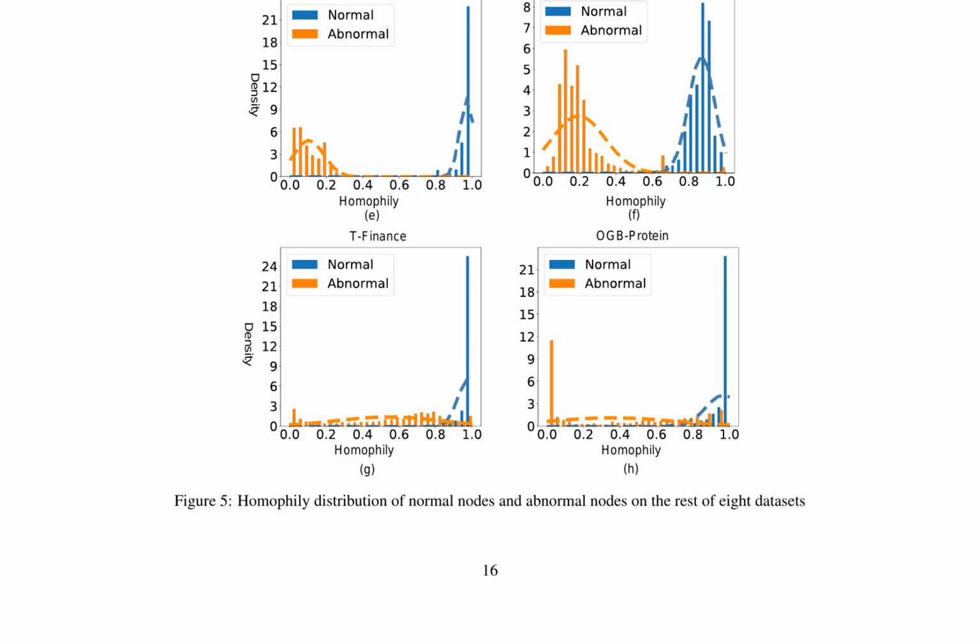These results highlight the importance of understanding the homophily distribution in different networks, as it can provide insights into the underlying structure and potential anomalies within the network. By examining these distributions, researchers can identify patterns and trends that may not be immediately apparent from visual inspection or other network metrics. This analysis contributes to a deeper understanding of complex networks and their properties, which is crucial for developing effective algorithms and models for network analysis and anomaly detection.